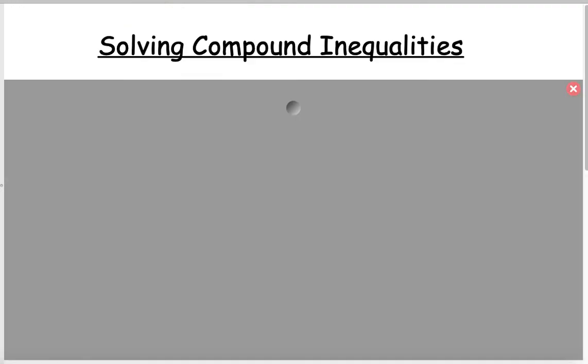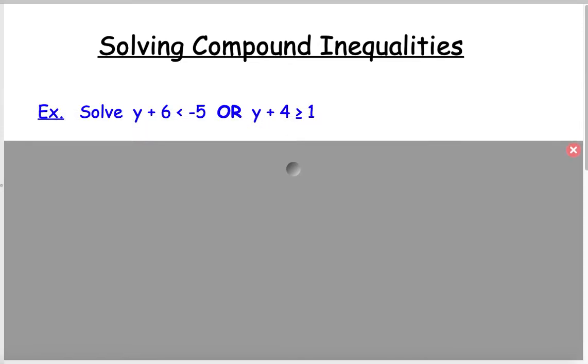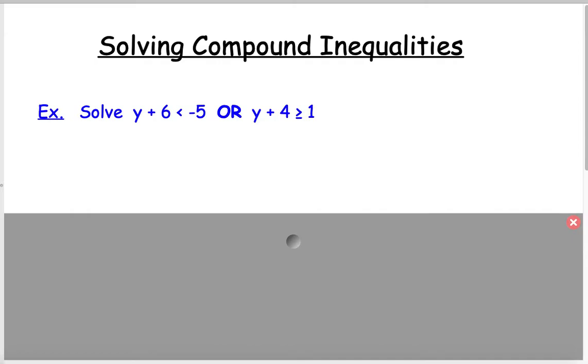Okay, what about compound inequalities? We spent a little bit of time graphing inequalities with or and and. So what we're going to do for this, solve y plus 6 is less than negative 5 or y plus 4 is greater than or equal to 1. Well, let's just treat them individually. Let's start with y plus 6 is less than negative 5.